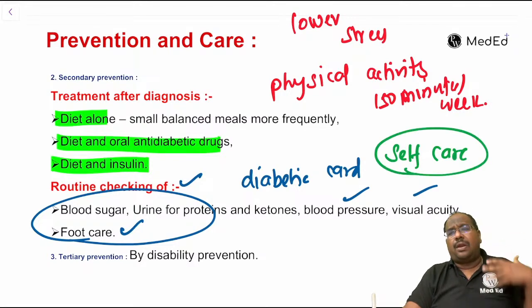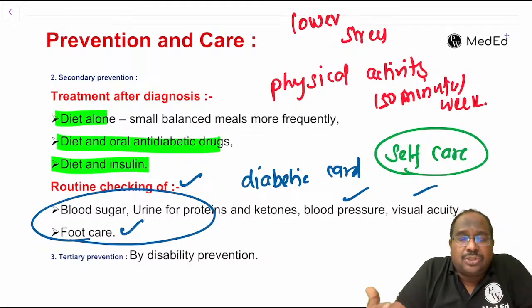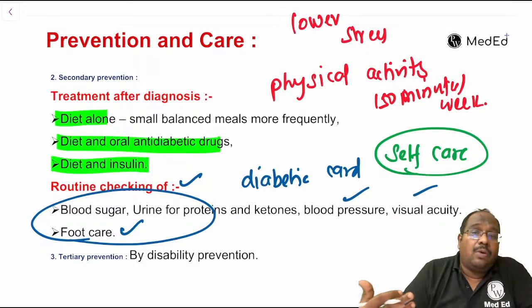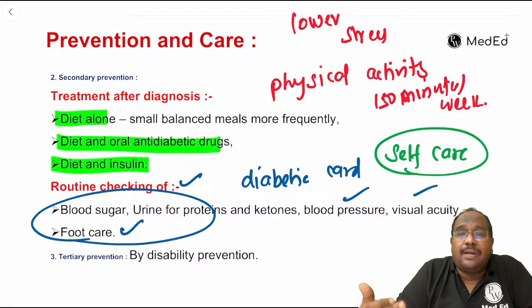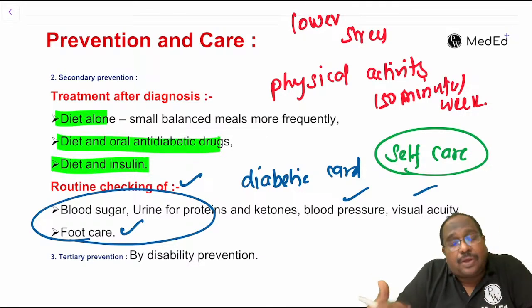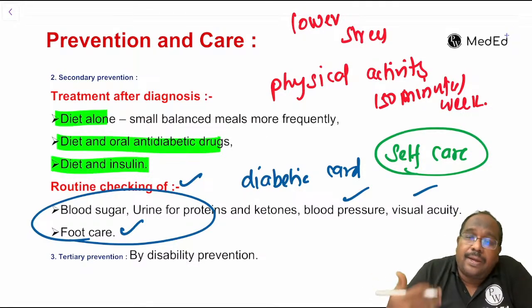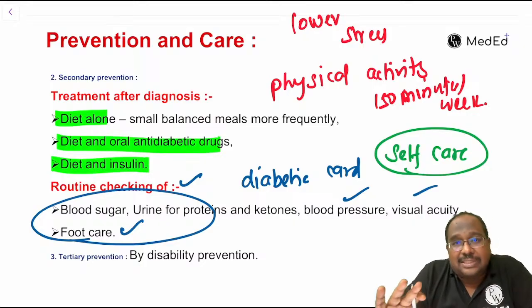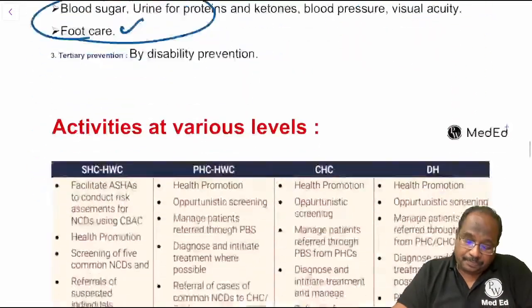It will be there for lifelong. The patient should know what to eat, when to go for treatment, when to go for checkup. That is self care. Self care has to be there because there is no cure for it. So it's a chronic disease, a lifelong disease. That's the problem with diabetics.